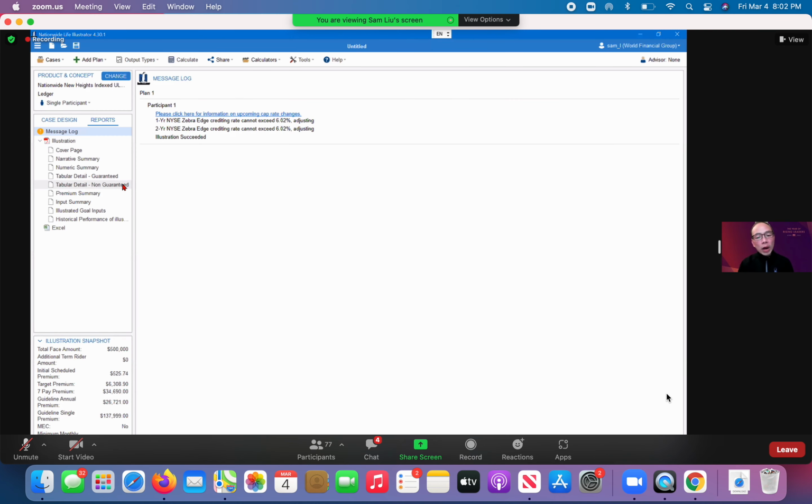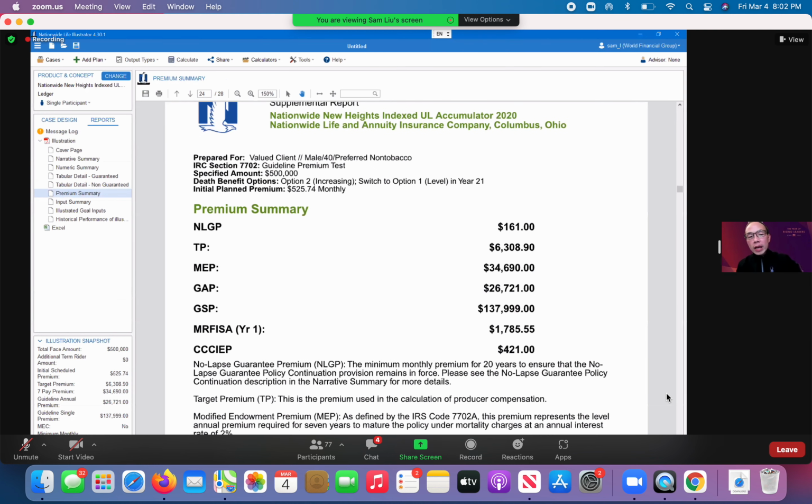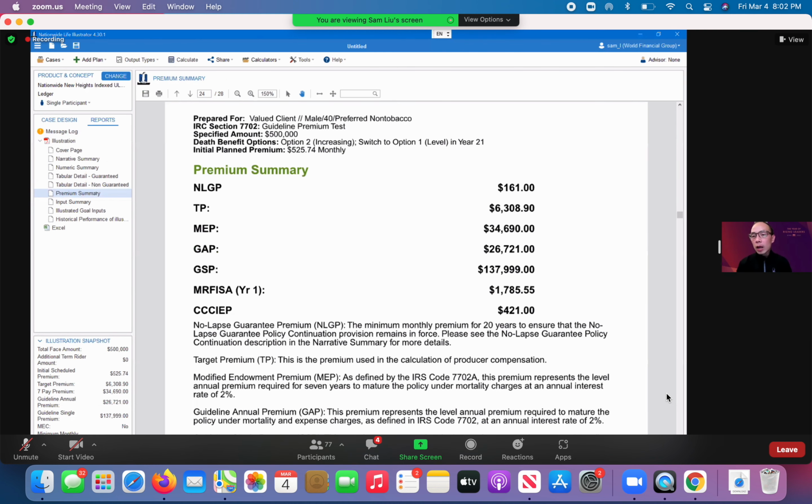Alrighty. So right here, the first thing I do is go to the premium summary. I go to the premium summary and I tell the client, okay, Mr. Client, I'll double check with you. You are 40 years old, you are in good health, non-smoker. And let's assume that we are protecting your family with $500,000, right? You follow me? Yes. All right. Now, Mr. Client, in order for you to have a $500,000 plan at 40 years old, you just need $161 to get started.